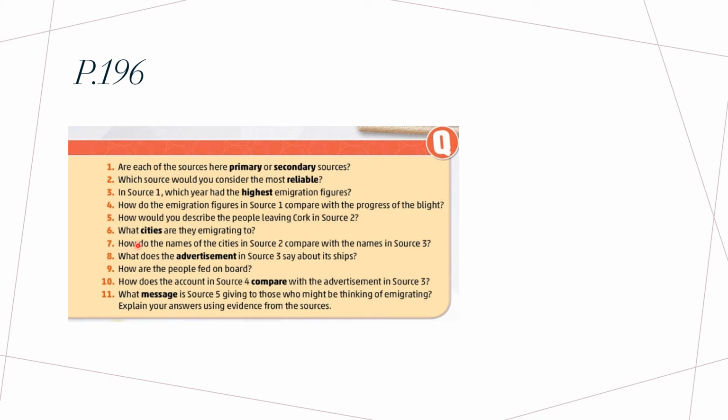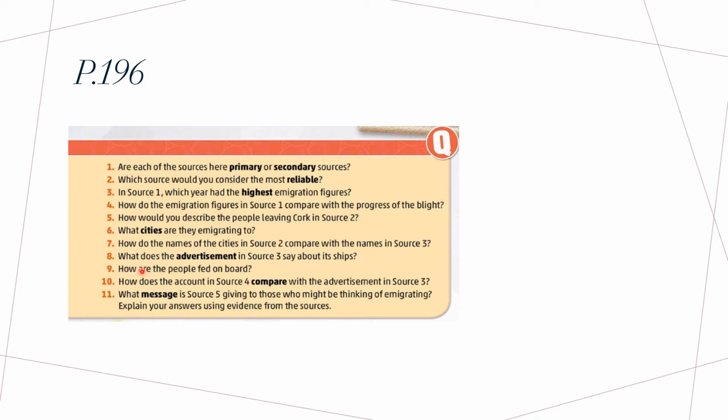Question 6, what cities are they immigrating to? So where are the people immigrating to? Where are they going to? How do the names of the cities in source 2 compare with the names in source 3? So that's asking you to compare two separate sources. So it's important that you state which source you're talking about and what you've learned from them.